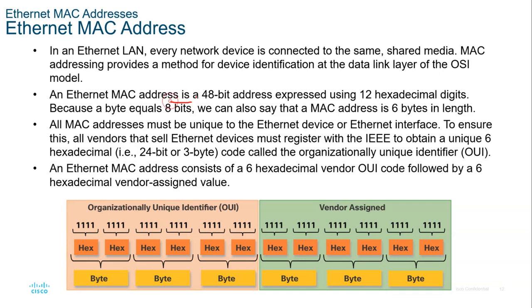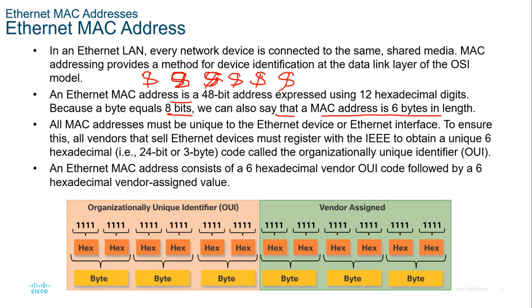An Ethernet MAC address, which we said is a 48-bit address expressed in 12 hexadecimal digits. Because a byte is equivalent to 8 bits, we can also say that the MAC address is 6 bytes. So if there are 6 bytes, 1, 2, 3, 4, 5, then 6.